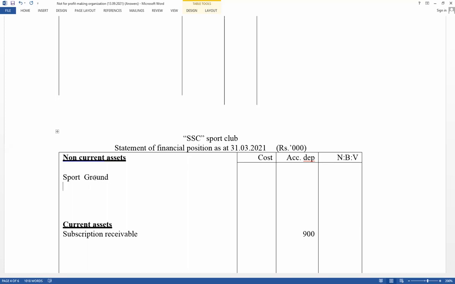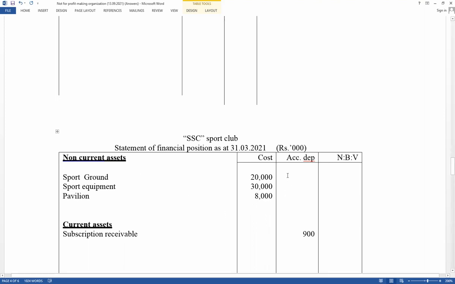As well as sport equipment, it has given sport equipment as well as pavilion. Cost value is not changed. Reason it has not given disposal. Cost value should be recorded first column. Cost sport ground 20,000 and sport equipment cost value equal 30,000. As well as pavilion cost value equal 8,000. Cost value is not changed.